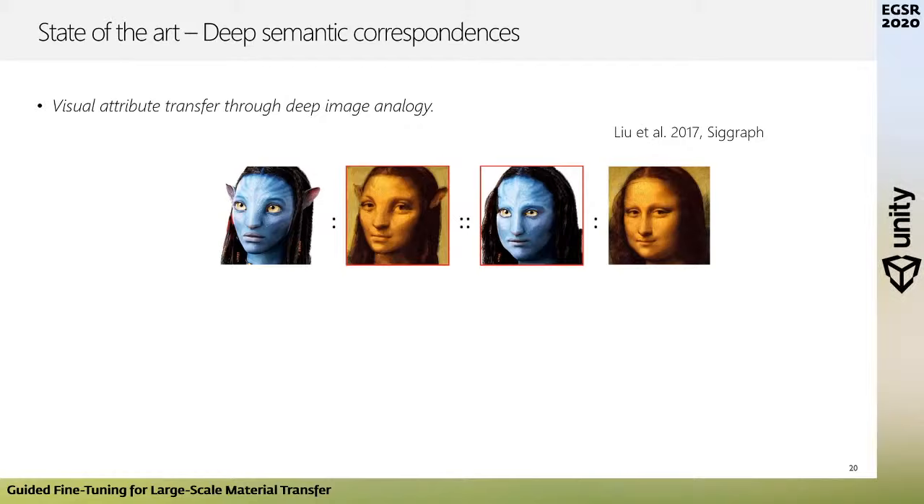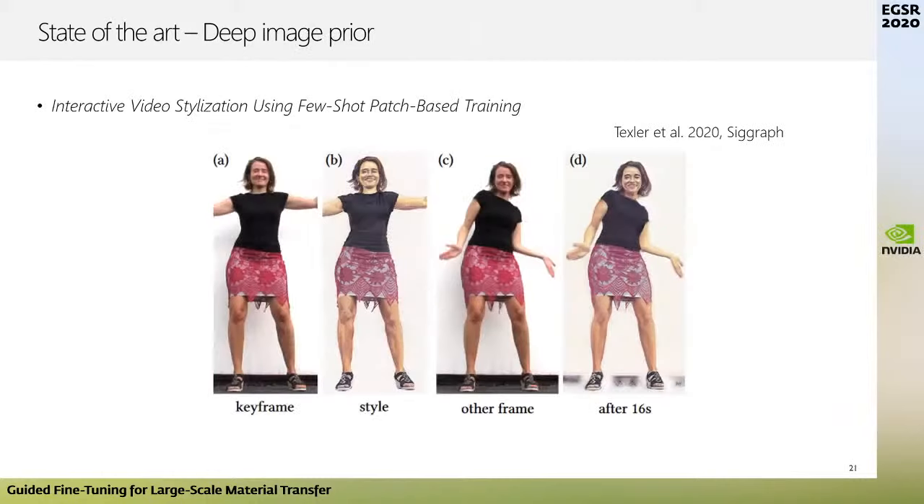We propose a transfer method which does not require explicit correspondences. We do this by specializing a network to map between the large-scale image color and texture and the example material parameters. A related idea to shortly specialize a network for the processing of a specific image also appears in a new work by Texler and colleagues that will be presented at SIGGRAPH later this summer.